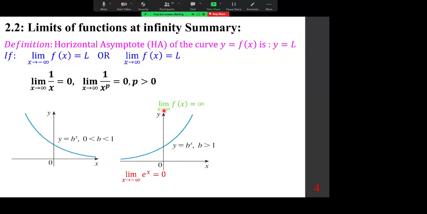The limit of f of x as x approaches infinity is infinity. The end behavior is in the first quadrant. For this one, the limit of e to the power of minus x, as an example, as x approaches infinity is 0. And the horizontal asymptote, as I mentioned, is the x-axis, which has the equation y equals 0. And of course, the limit of f of x as x approaches minus infinity is infinity.